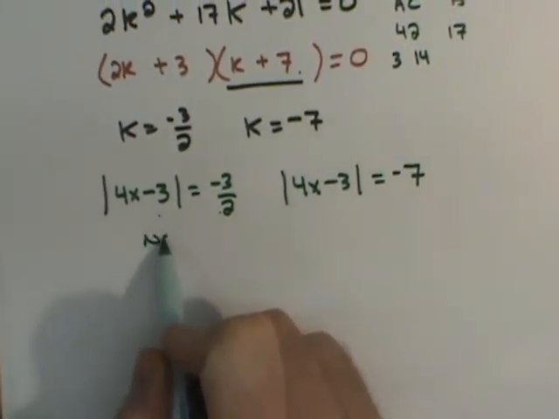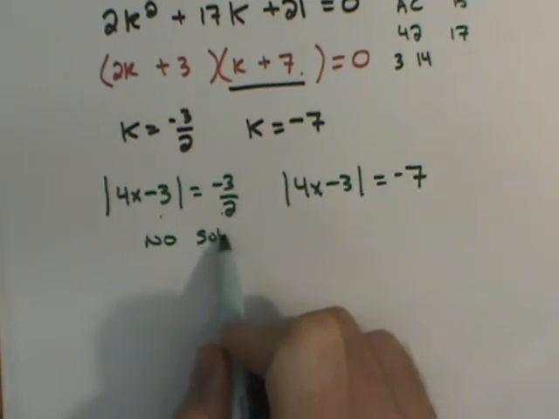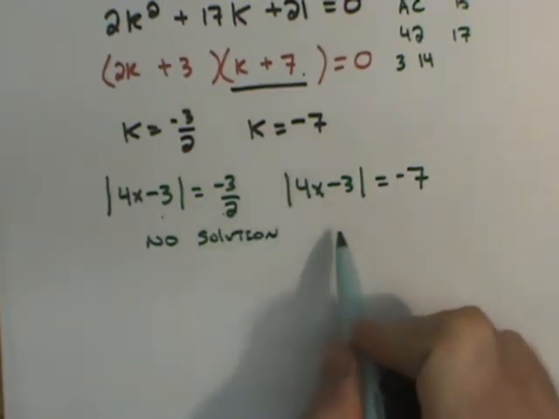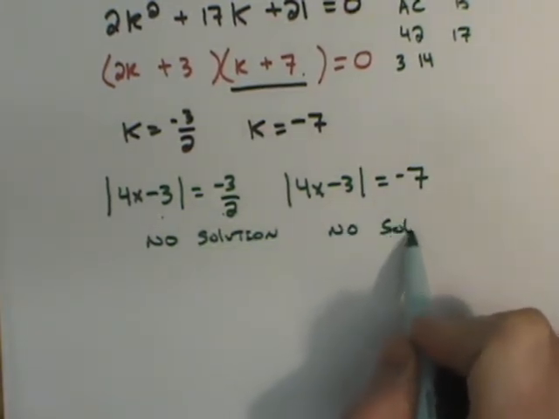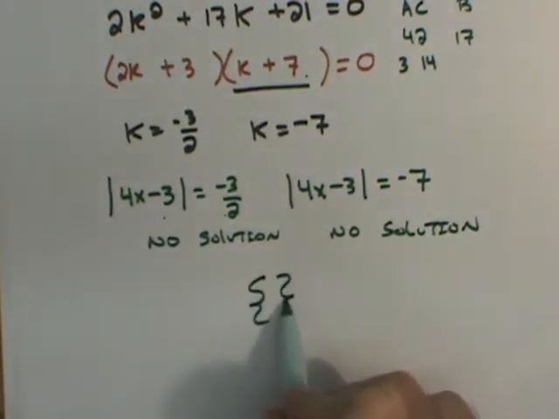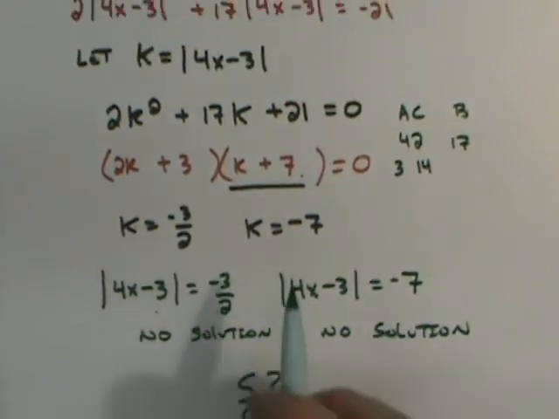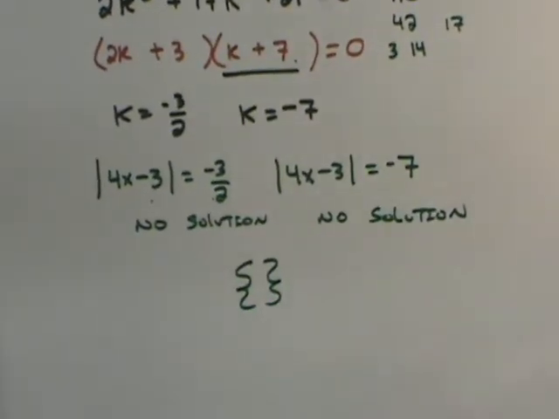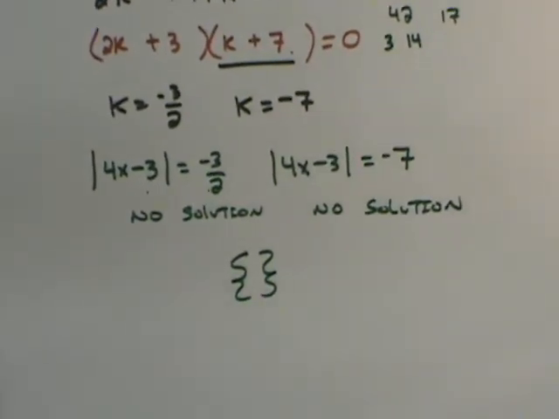So there's no solution here, and there's no solution here, which means that the problem would yield the empty set. There is no answer to this problem, and that can happen. It's all part of these problems. I'm trying to stretch you here. You're going to find all the different things that can happen when you're solving equations.